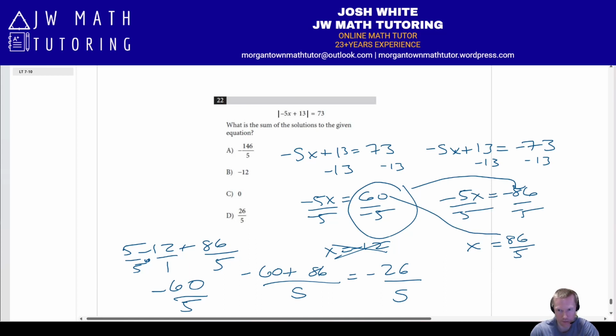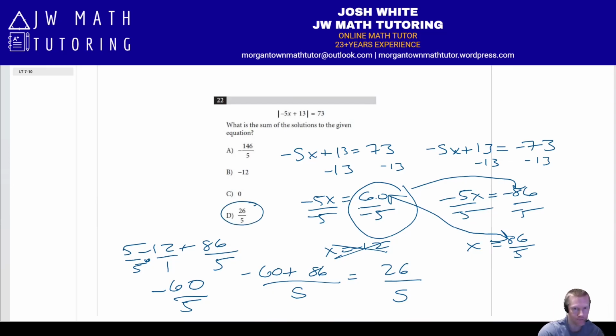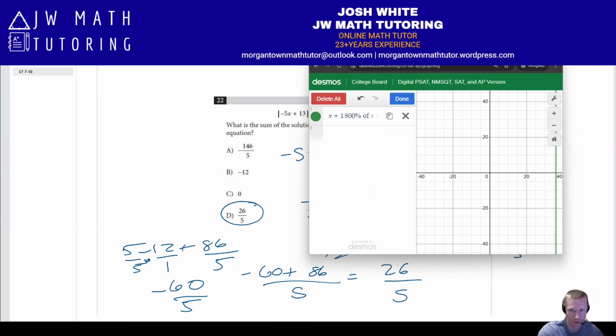It should really be these, pointing to these two that I'm adding. Negative 60 plus 86. It's positive 26 over 5. Just checking my notes. The correct answer is letter D. But now let's see how you could do this entire problem in Desmos.